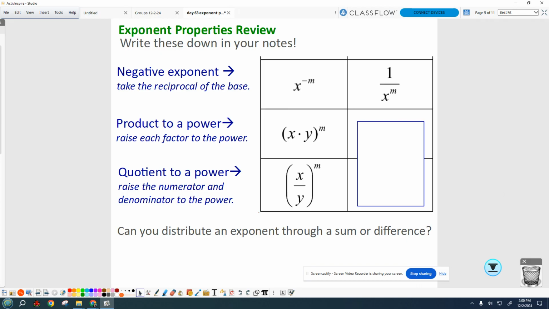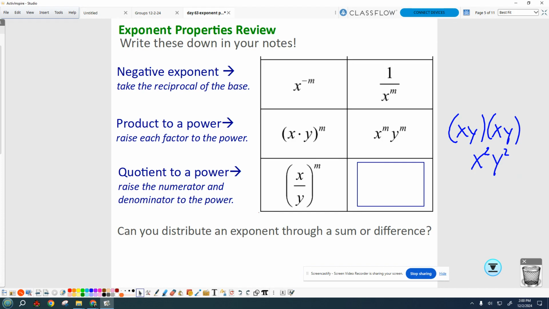Griffin, if I did xy, the whole thing to the m, what is that gonna be? X to the m times y to the m. So xy squared, which is xy times xy, what's that gonna end up being? How many x's do we have? So we need to distribute that exponent to each piece.